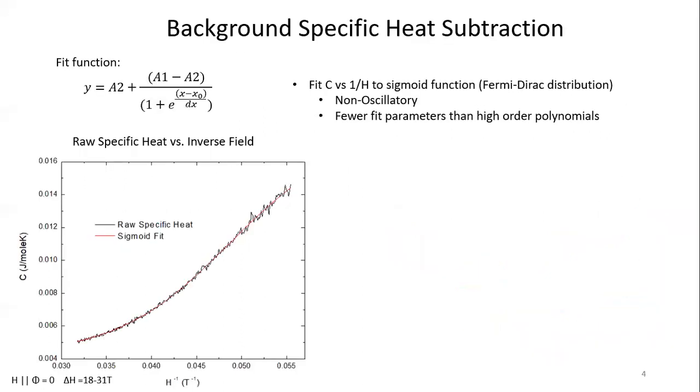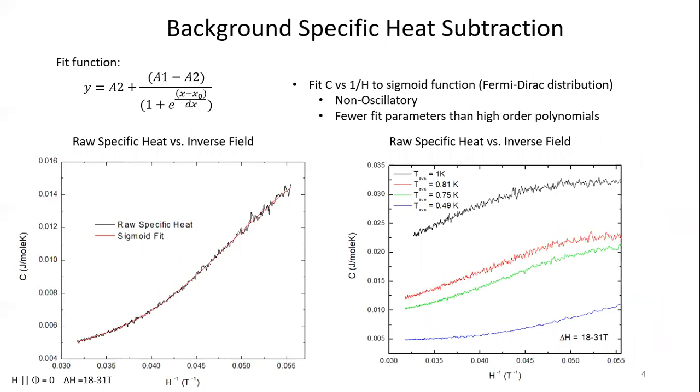Based on the similar curvature for all of our isotherms at these temperatures and fields, we decided to use a sigmoid function, shown in the top left here, which is a Fermi-Dirac distribution. We chose this primarily because over any field range it is a non-oscillatory function, and it has considerably fewer fit parameters than higher order polynomials. Again, I want to stress that we are dealing with aluminum flux grown samples, and the field alignment in both of these plots is with H parallel to the 001 crystallographic axis.